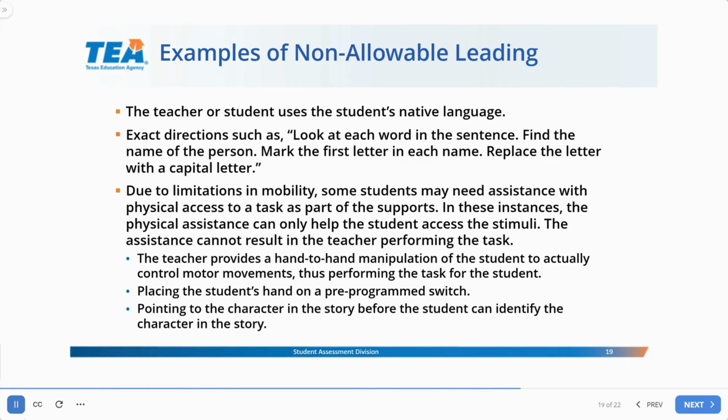The teacher provides a hand-to-hand manipulation of the student to actually control motor movements, thus performing the task for the student. Placing the student's hand on a pre-programmed switch. Pointing to the character in the story before the student can identify the character in the story.